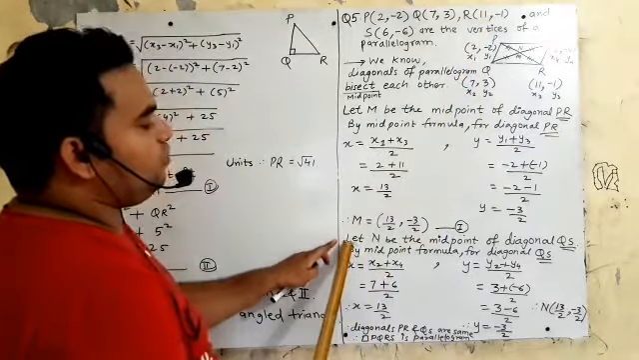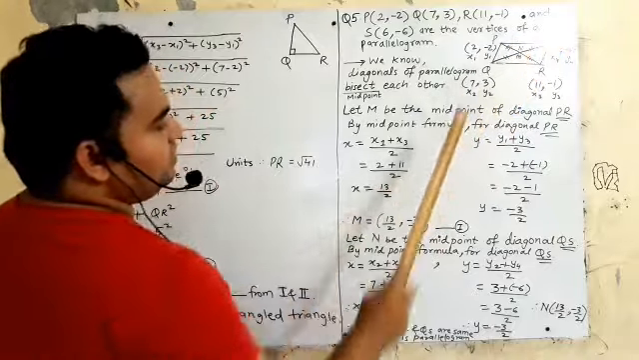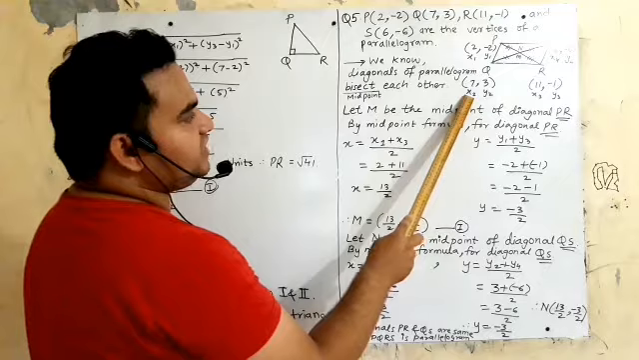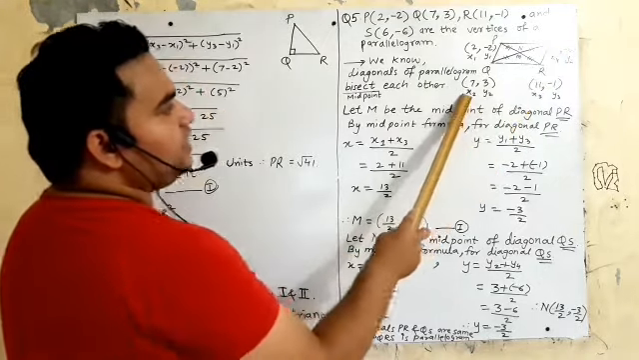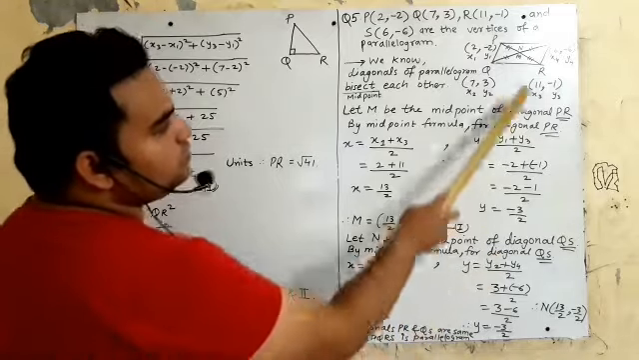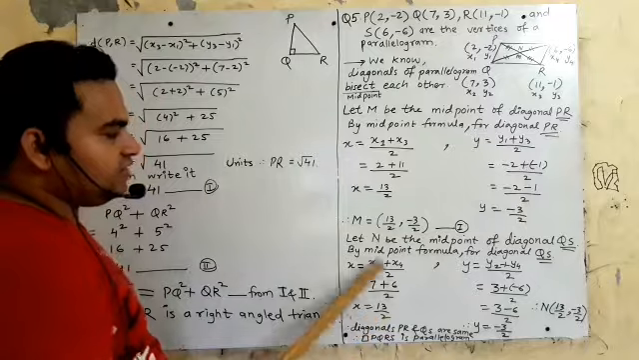Now, you will follow the same for the other diagonal. Let M be the midpoint of diagonal QS. So we will use QS coordinates: it is x2 and x4. So x2 plus x4 upon 2. Then here y2 plus y4 upon 2. We will solve it. The answer will come the same.